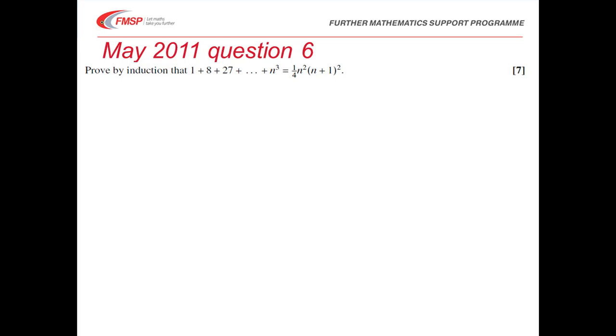So, the first thing to do is to consider the case when n equals 1. When n equals 1, the left-hand side is equal to 1 and the right-hand side is equal to 1/4 of 1 squared times 2 squared, which is also 1. The left-hand side is equal to the right-hand side, so the result is true for n equals 1.